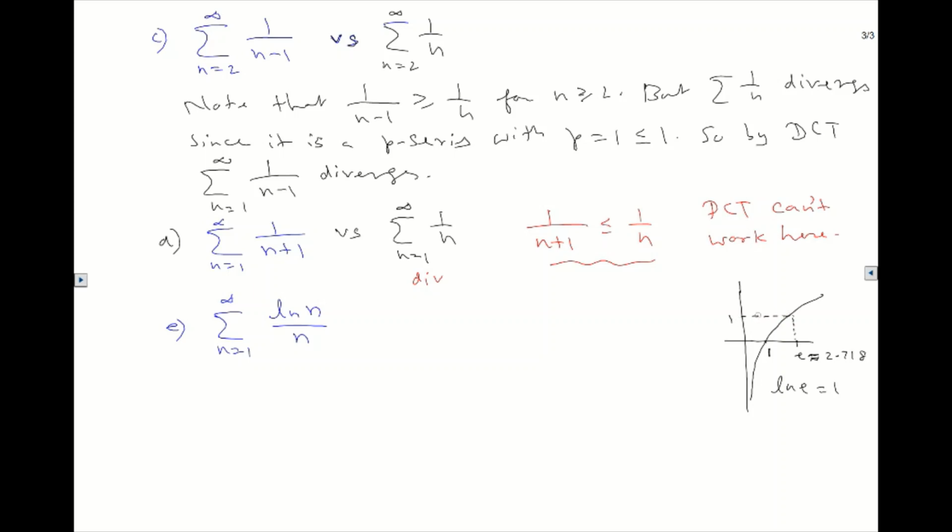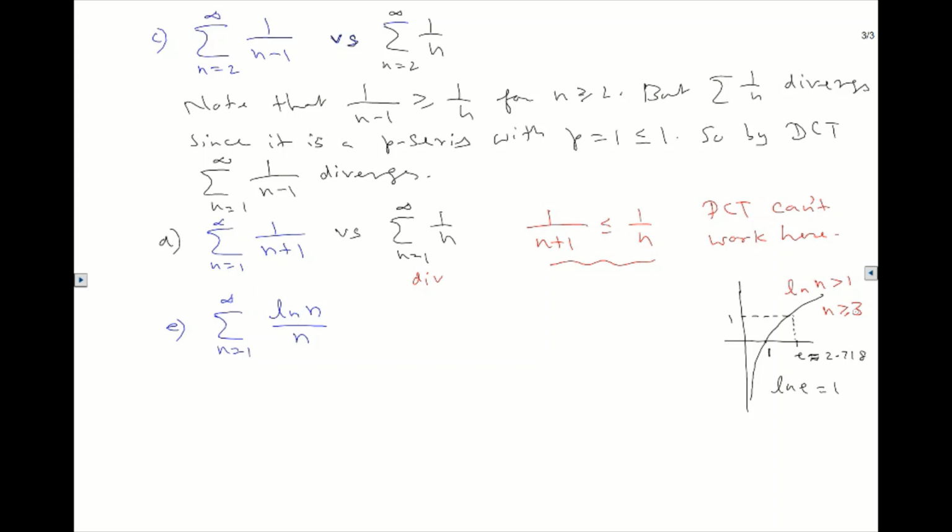That's exactly 1. So that means if you pick any number which is larger than 3, what we notice is that the natural log function is bigger than 1 if n is greater than or equal to 3. For n greater than or equal to 3, the natural log function is bigger than 1.